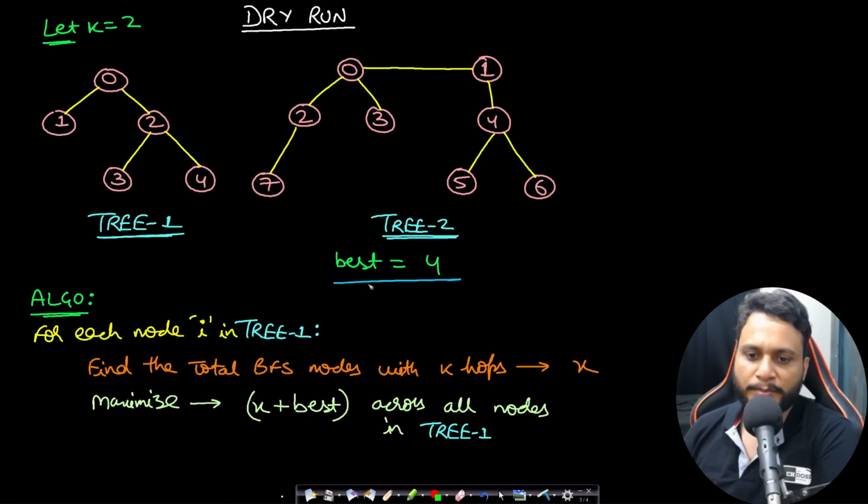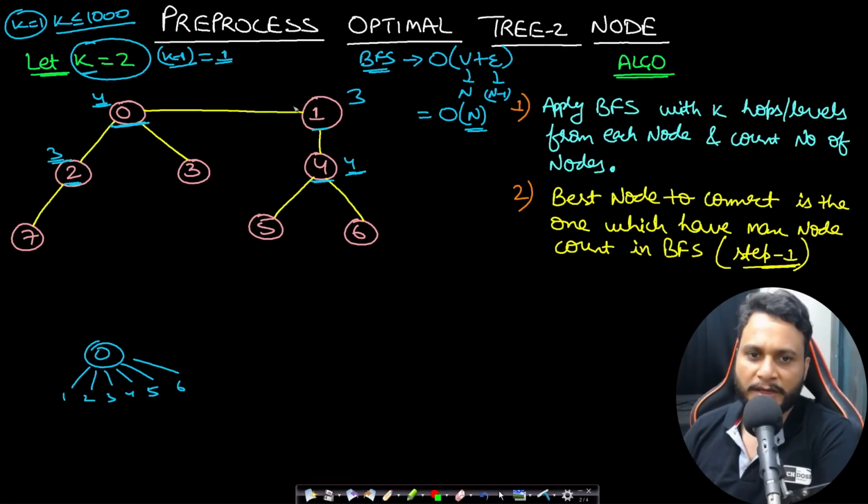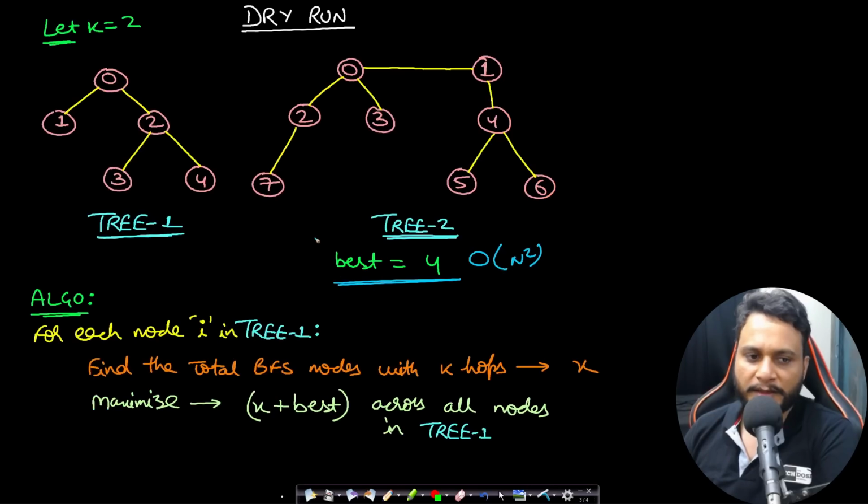Okay, so we have pre-computed this in order of n square time. Why did I say n square? Because one-time BFS requires order of n, and we have to do it from all the n nodes, so that will be order of n square. This is the pre-processing time, right?